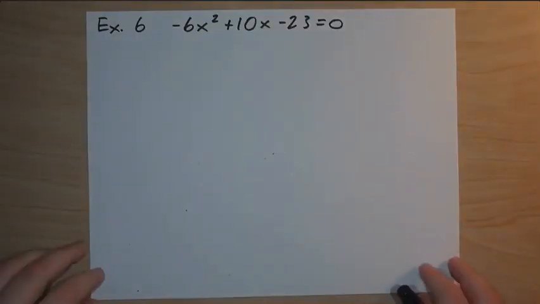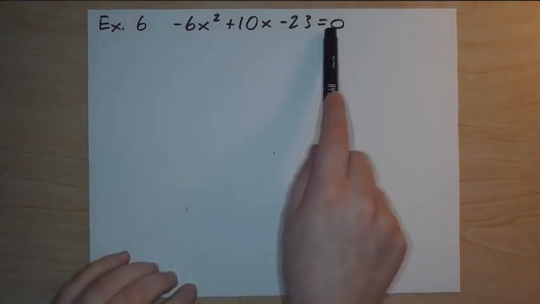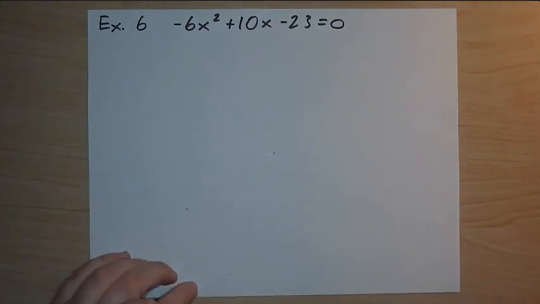This is Lab 18, Example 6. We have the quadratic equation, negative 6x squared plus 10x minus 23 is equal to 0. We want to use the discriminant to determine the type of solutions that will come from this, and then we want to determine what those solutions are and write them in simplest form.